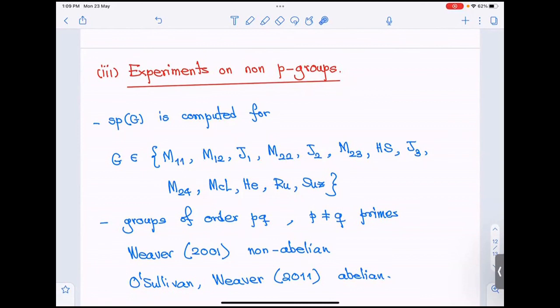Isoclinism, this is a very... See, what isoclinism does is the genius of Philip Hall: modulo center, the many invariants are the same, so the commutator and center pattern, how it looks like. But sometimes that doesn't give you a very good advantage when you try to compute the spectra.